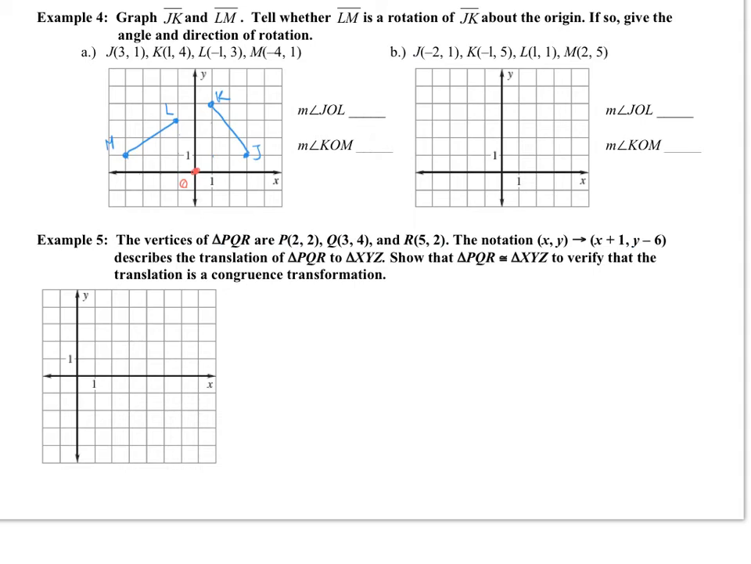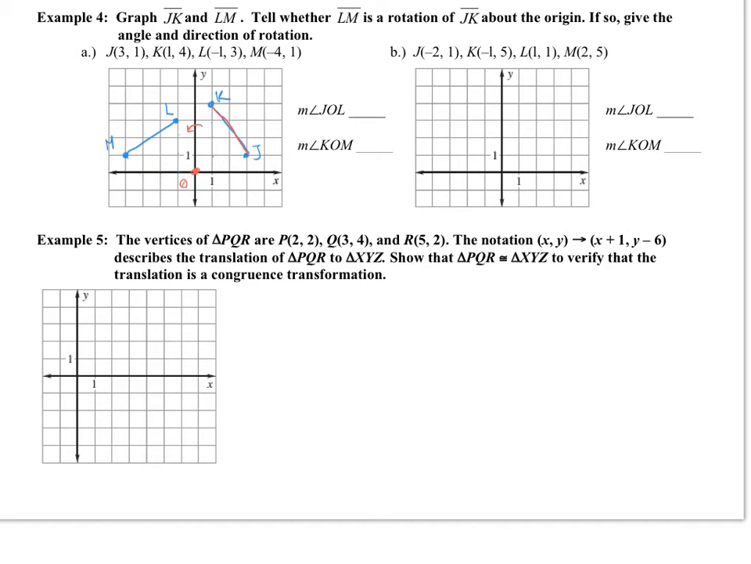Example 4. Graph JK and LM. Tell whether LM is a rotation of JK about the origin. If so, give the angle and direction of rotation. So let's take a look at the segment KJ. And we can rotate this way.